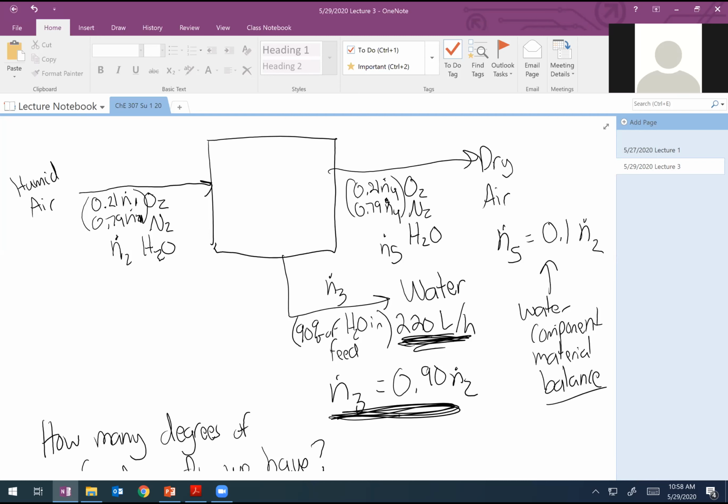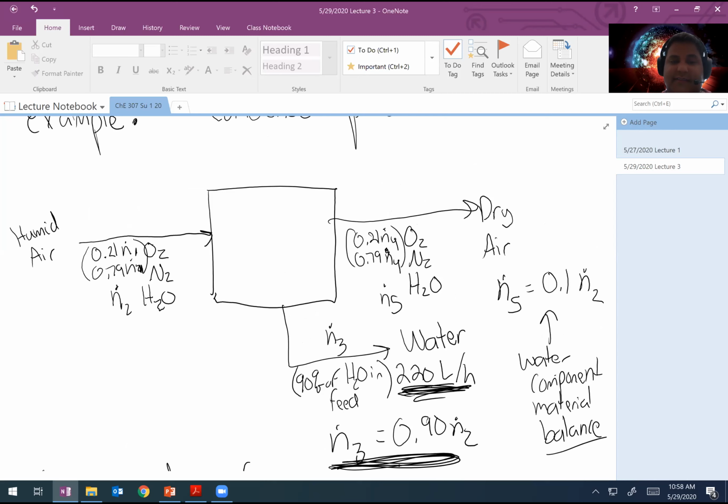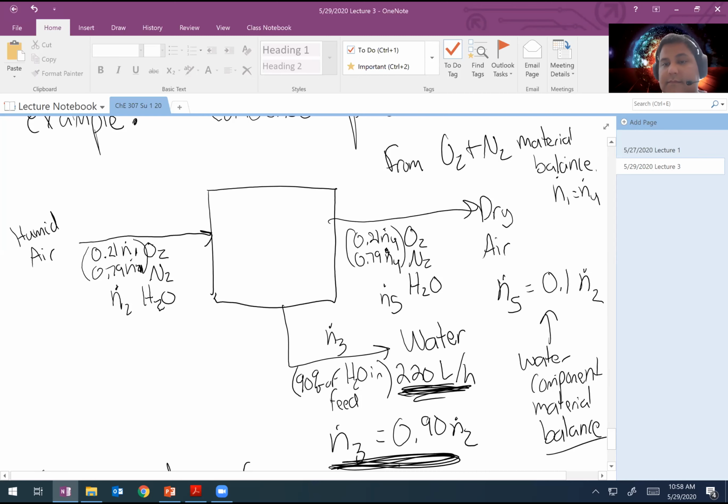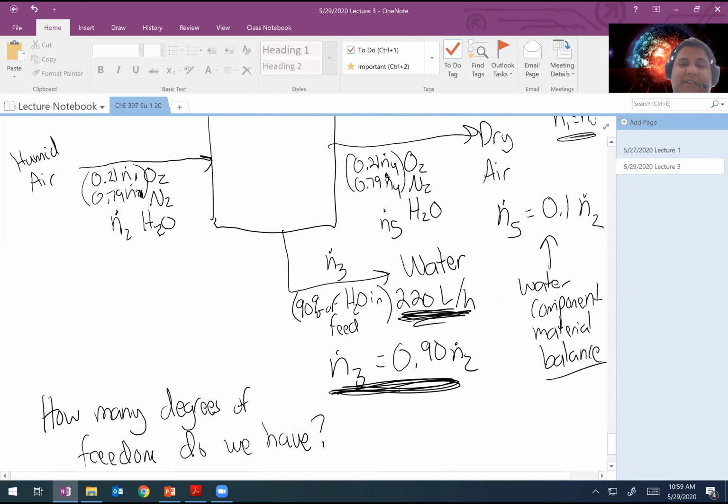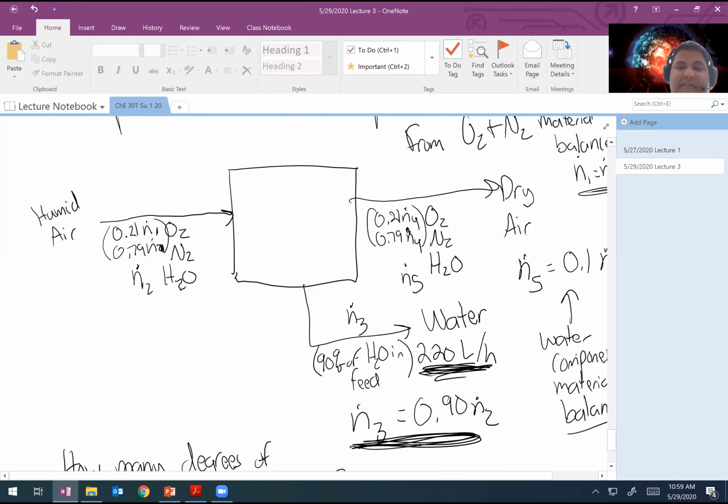What about N1 equaling N4? That's true. But that's from the oxygen and nitrogen material balance, right? Yeah. So from the O2 and N2 material balance, since the dry air isn't leaving with the liquid, you can say N1 equals N4. So you guys are on the right track, right? You're developing these relationships based on these material balances. But at the end of the day, as given in the problem, there's 5 unknowns on the flow rates and there's 4 pieces of information that we have.